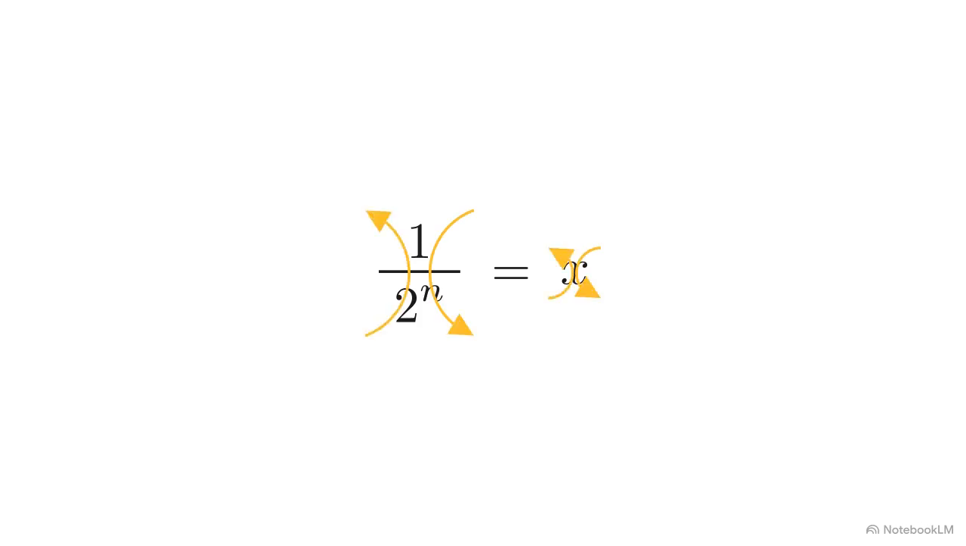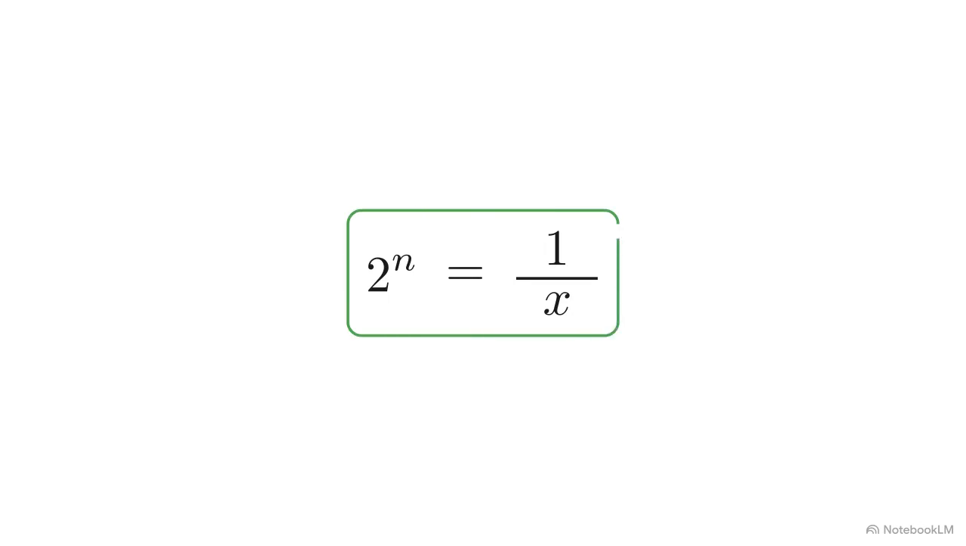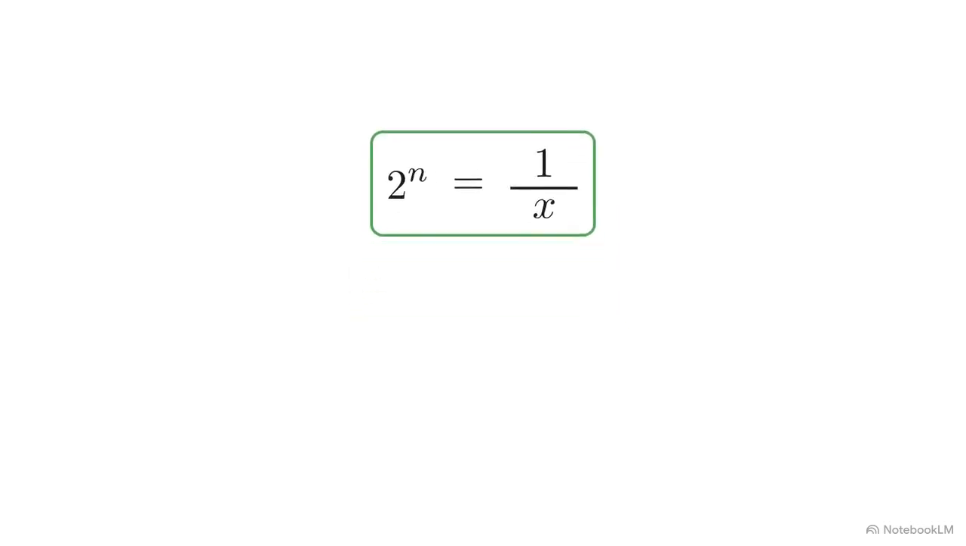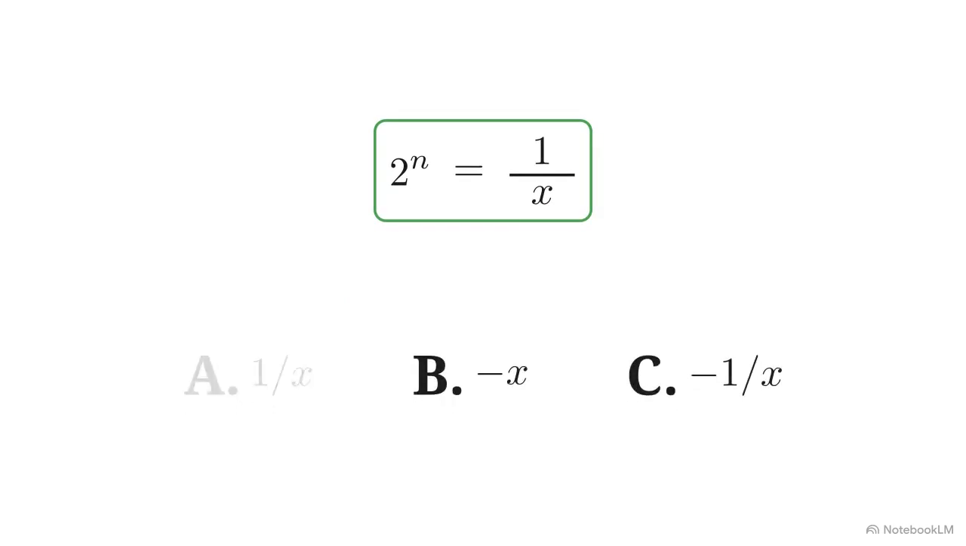To find our answer, we take the reciprocal of both sides. If you flip the fraction on the left side, you must also flip the variable on the right side. 1 over 2 to the power of n rotates back up to become 2 to the power of n. The x on the right rotates to become 1 over x. This gives us our result. 2 to the power of n equals 1 over x.